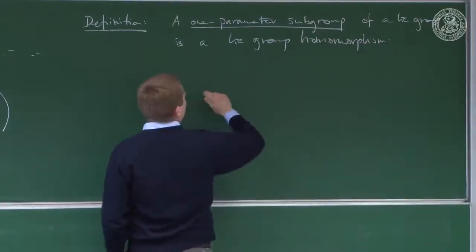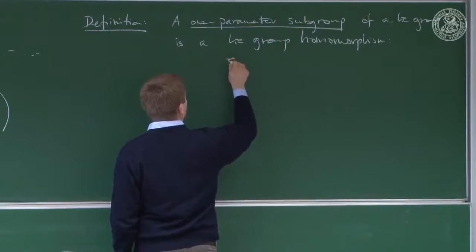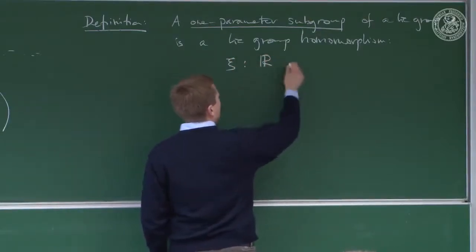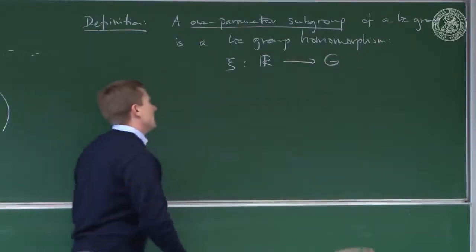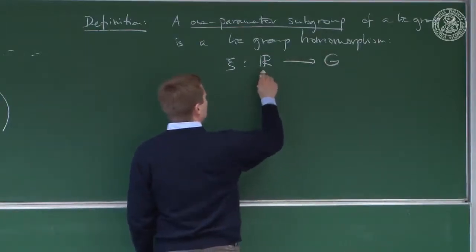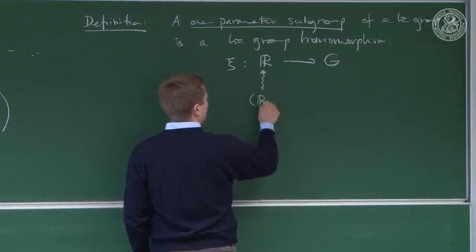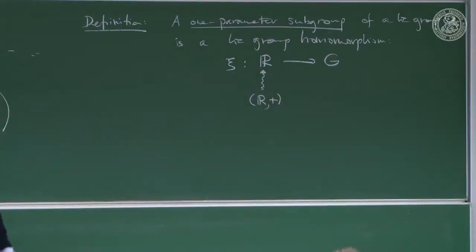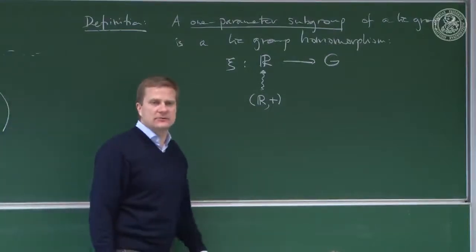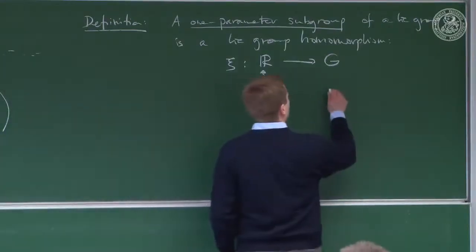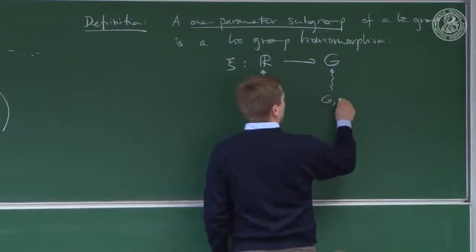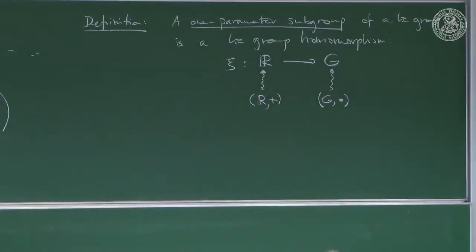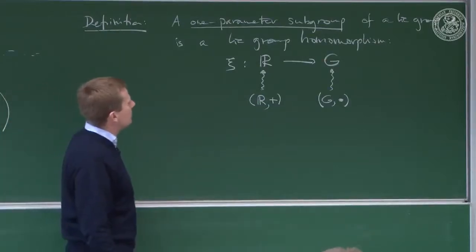That means a smooth map, let's call it Xi, a smooth map that goes from the Lie group R into the Lie group G. But in order to have R being a Lie group, I need to tell you what the group operation is, and I just use the ordinary addition, which of course makes R into an abelian group, and on G, well, we have some group operation, and it is smooth and so on. Okay, is a Lie group homomorphism.